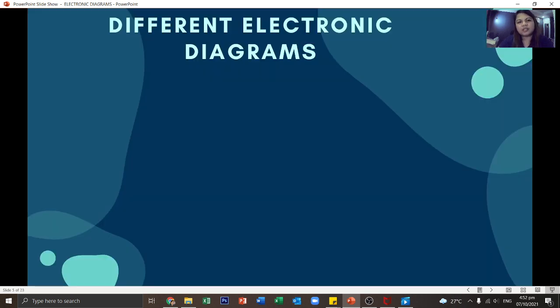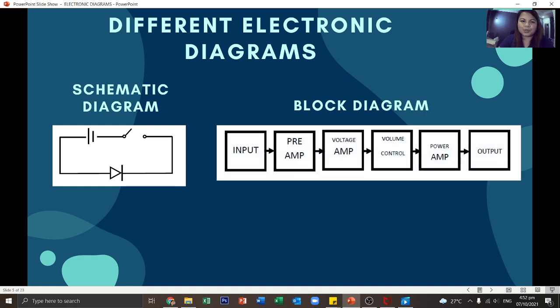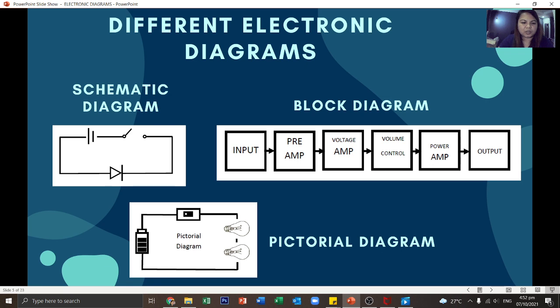Let's first discuss the different electronic diagrams. What do you have in mind? Okay, correct. First, we have the schematic diagram. It looks like this. Then we have the block diagram, which looks like this. And we have the pictorial diagram. Basically, it looks like this. Are you familiar with them? Okay, let's discuss each of them.